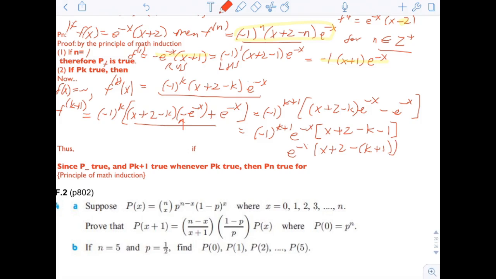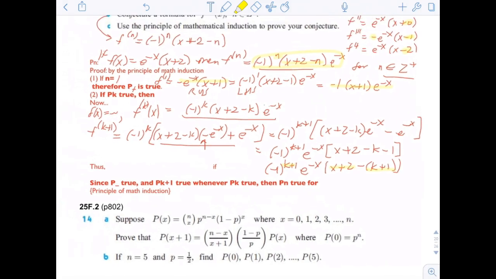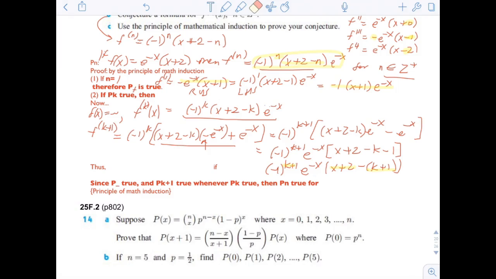And I think we've proven it, right? Because the original expression has x plus 2 minus n. Instead of n, we have k plus 1. And instead of n here, we have k plus 1. So it worked. Now we just need to make it fit in this very small space.